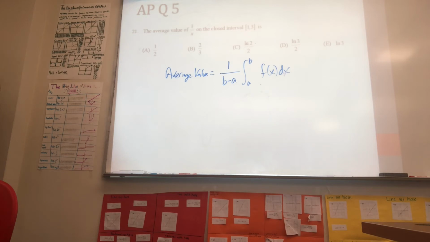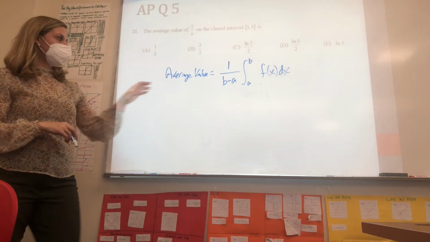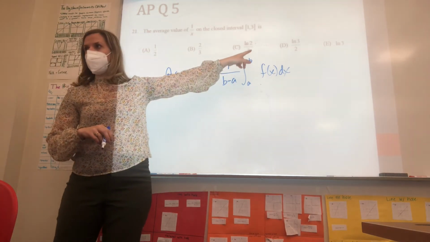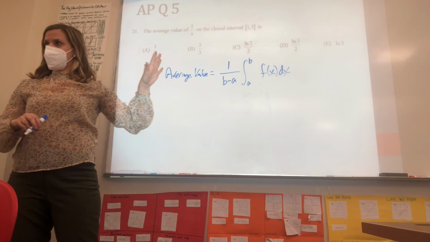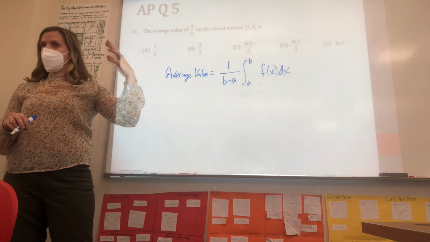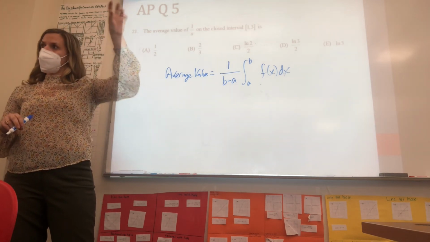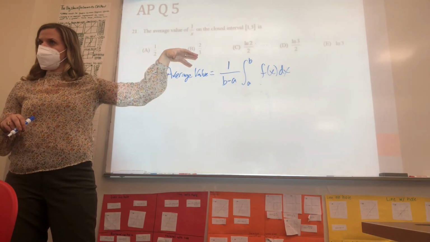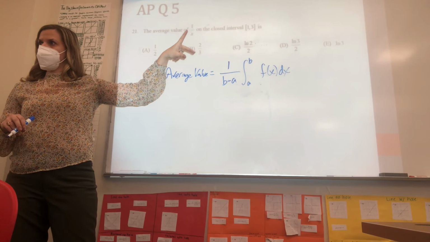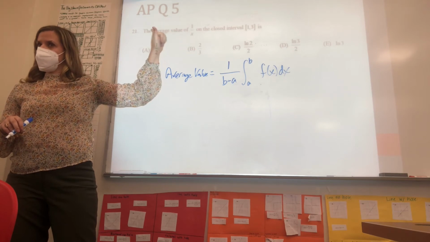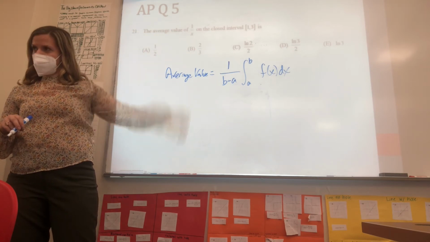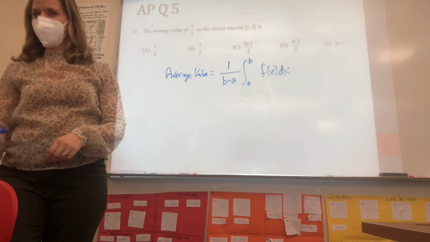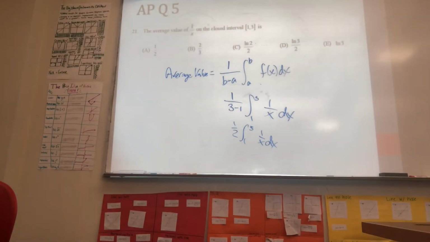So a is 1 and b is 3, right? So here's what you're going to do. You're going to plug in the 1 and the 3. f of x is 1 over x. You're going to integrate and substitute in the upper limit of integration minus substitute in the lower limit of integration. Go ahead. I agree, it's D.